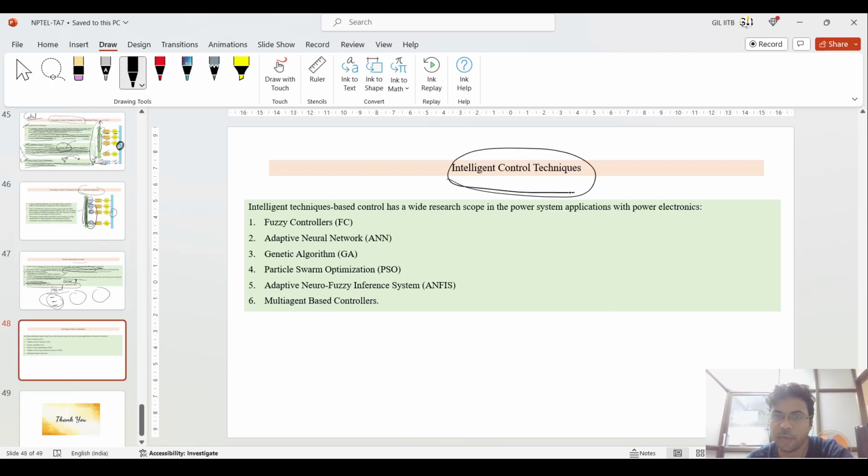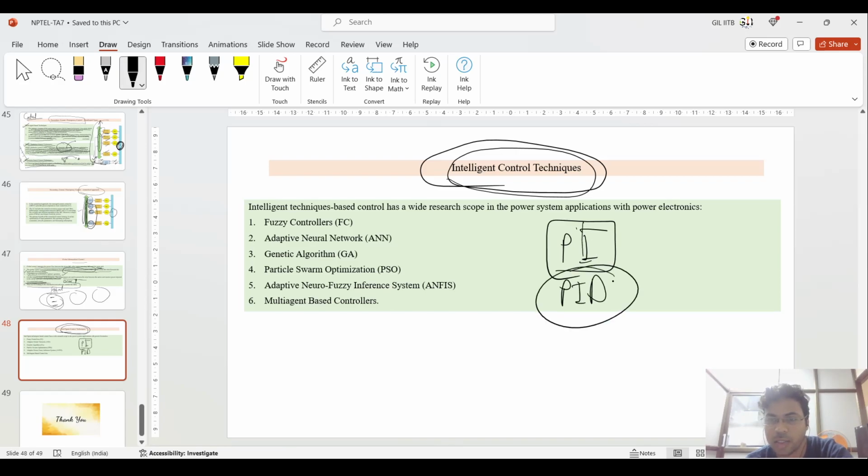Okay. Coming to the last topic of today's session, that is intelligent control. What kind of intelligent control technique can be evaluated? You have one kind of controller, that is the proportional integral controller or PID based controller. This is a controller that says KP plus KI by S plus KDS.